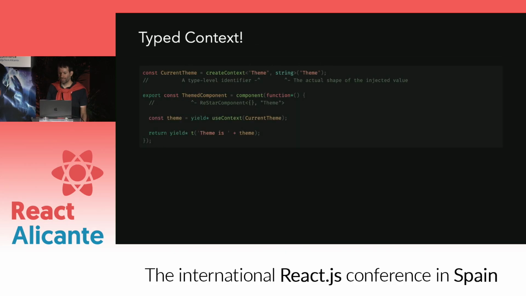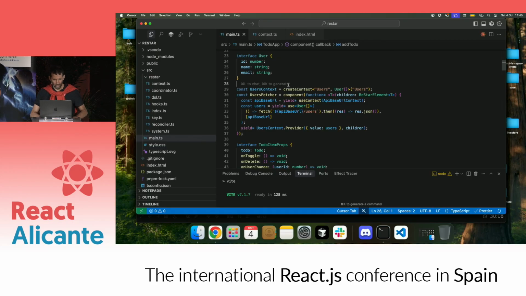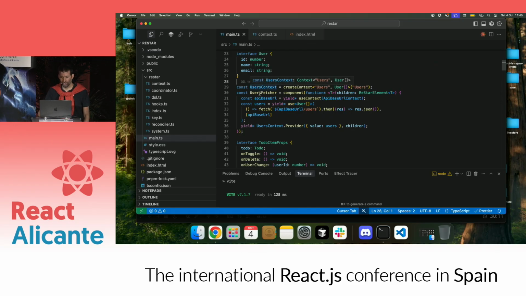And also I get typed context. Let me maybe show you this through my code demo, because maybe that's better to see. Here, for example, I have a user fetcher component, and you can see that I create a context, and the context has a type that will be put into the type parameter just to say, hey, this component needs users, and this is the actual shape that will be given back.